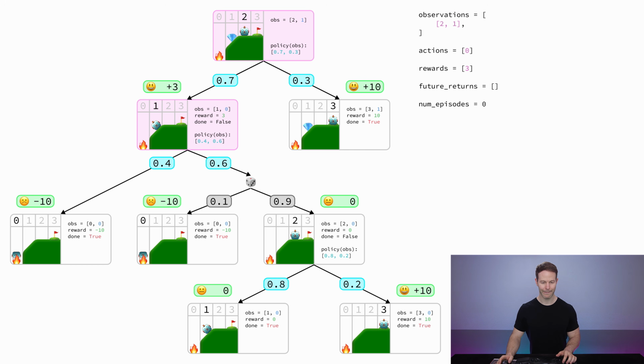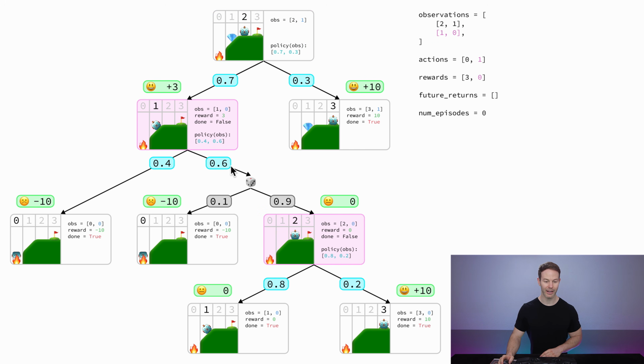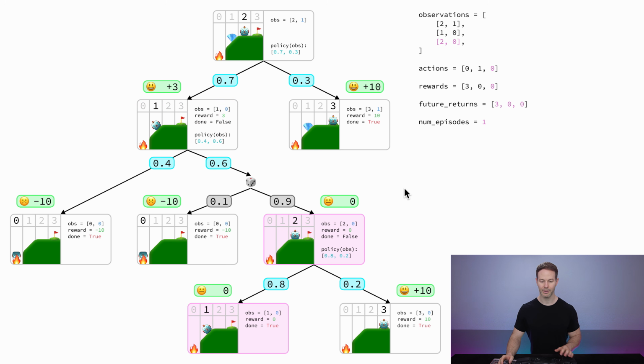And that'll be all for this step. In the next step, from here we'll go right, and we'll end up getting kicked over into this state. So we'll add the observation that we started at to the list. We'll add the action we took, 1 for going right this time. We'll add the reward we got, in this case 0, and that will be done for this step. We'll take one more step, ending up down here, and we'll do the same thing, adding this observation, adding our action of going left, and adding our reward of 0.